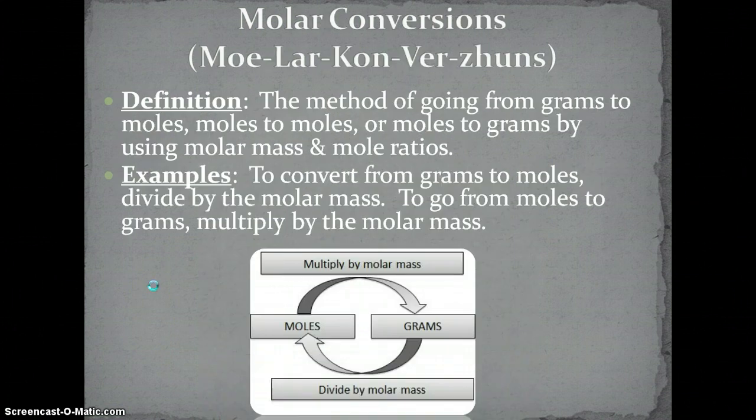Finally, molar conversions. It's the method of going from grams to moles, moles to moles, or moles to grams by using molar mass and mole ratios. Example, to convert from grams to moles, divide by the molar mass. To go from moles to grams, multiply by the molar mass. GDM, MMG. All right, that's all.